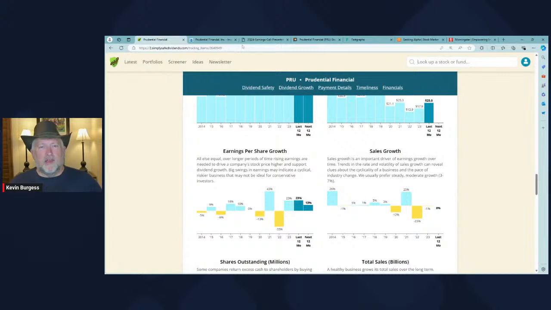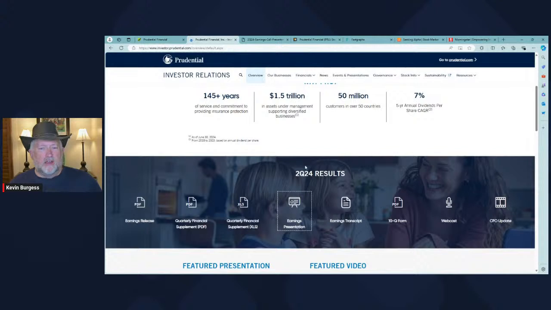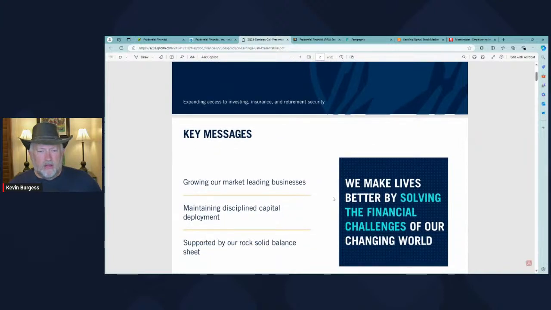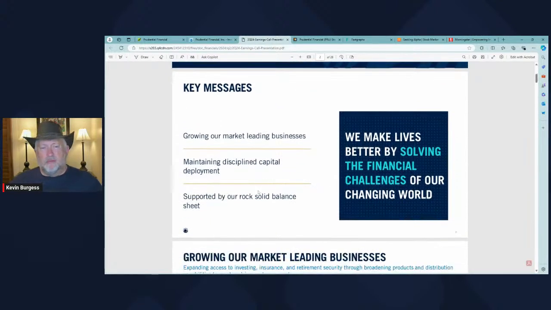Then what I will typically do is go to their last earnings report, which is right here. This is their August 2nd earnings call. You can see they've got some key messages. I think one of the issues with Prudential is that what they say is very confusing. I know I've been confused by it, so I'm sure others are as well. Their key messages are that they want to grow their market leading businesses. That doesn't tell me much. What are your market leading businesses?